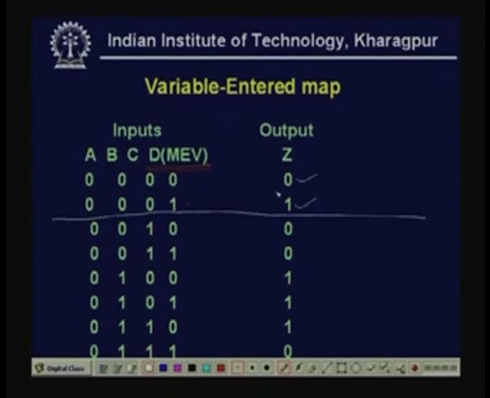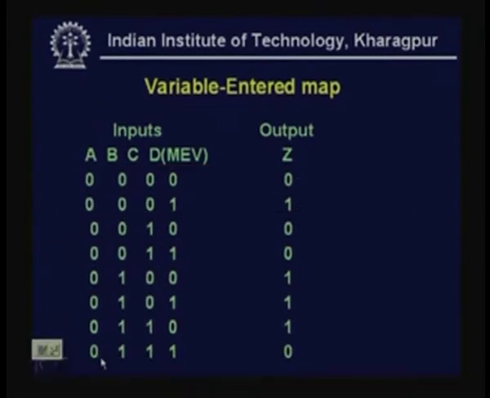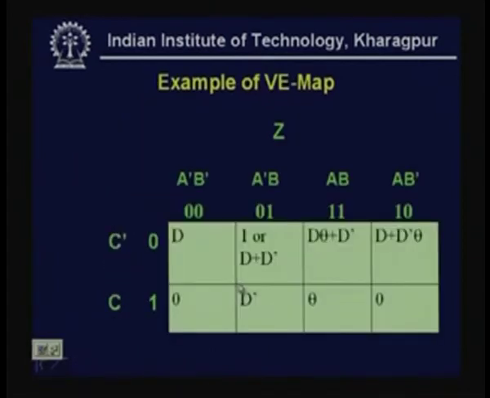Then how can I represent this? See, ABC 0 0 0 means A dash, B dash, C dash, this is my term 0 0 0. And see, if D is 0, output Z is 0, if D is 1, Z is 1. That means my output is nothing but D. So for this term A dash, B dash, C dash, the output is D.